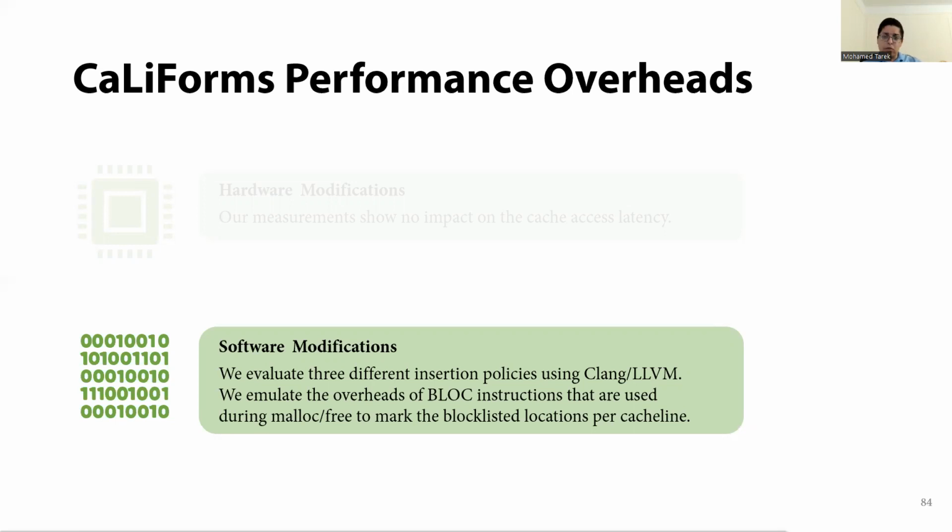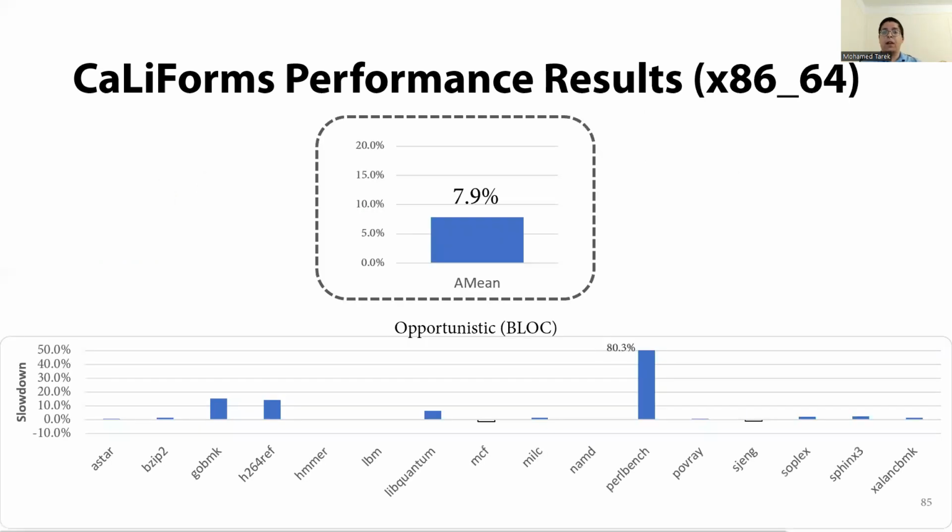Our evaluation also accounts for the custom instruction used by CaLiForms. For example, in order to pass the blocklisted locations information from software to hardware at runtime, CaLiForms uses a new instruction called BLOCK that is invoked during malloc and free. For emulating the effect of these BLOCK instructions on a real machine, we insert dummy store instructions that write some value to the corresponding blocklisted byte within the cache line. In our experiments, we used the SPEC 2006 benchmark suite with reference inputs, and ran all programs to completion.